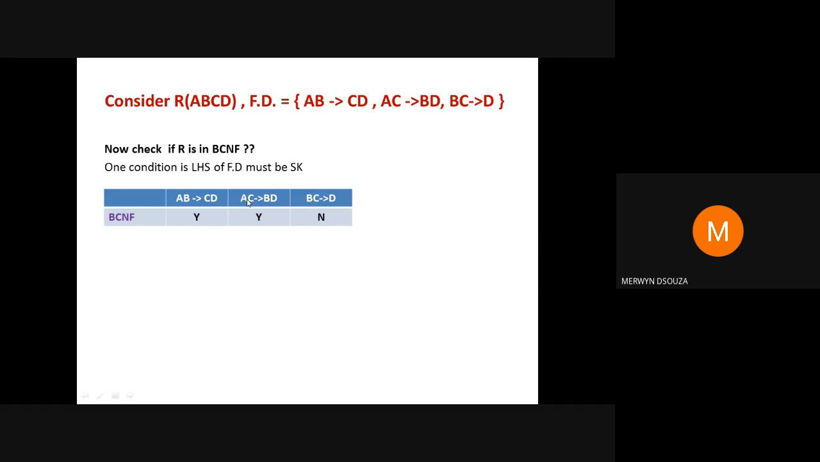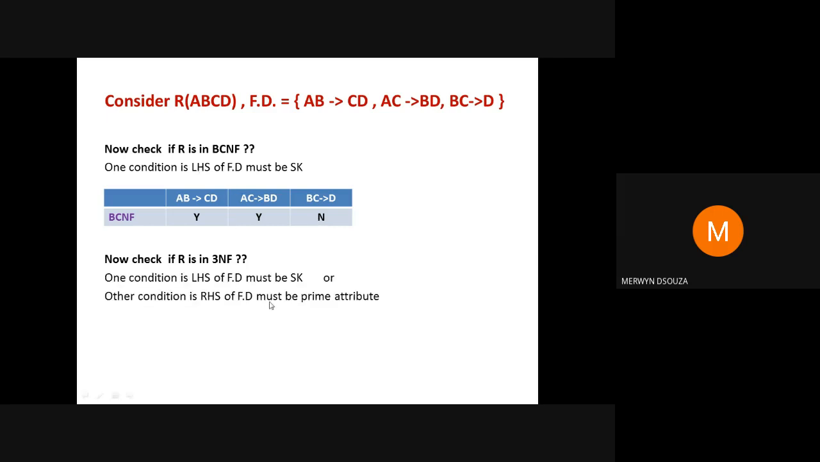AC is a candidate key, therefore it's a super key, therefore it's in BCNF. Left hand side must be a super key, but BC is not a super key, is not a candidate key, nor is it a super key. You can check by finding out the closure. You can find out the closure of BC and check whether it's a super key. So it is no. Therefore go to the next, find whether R is in third NF.